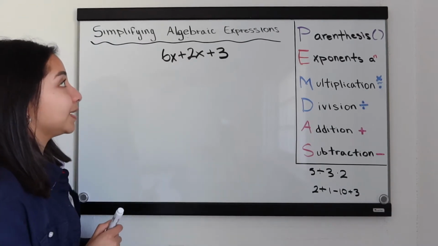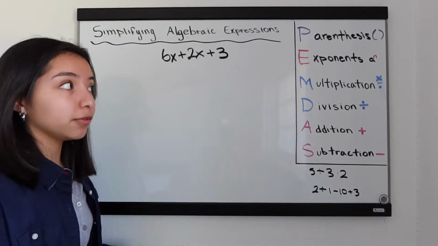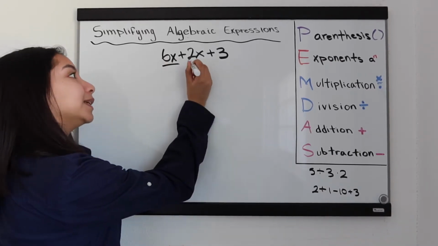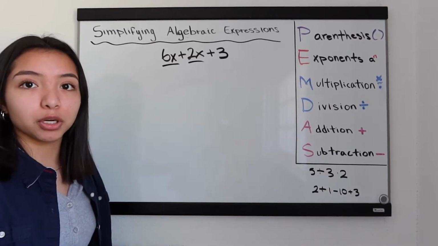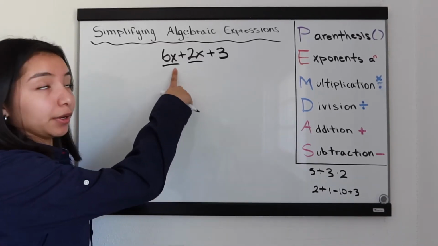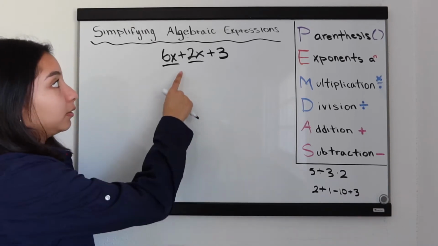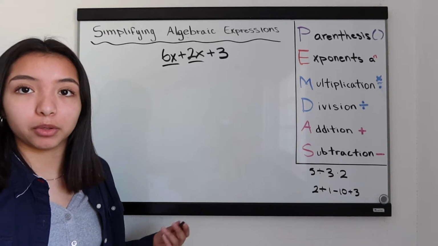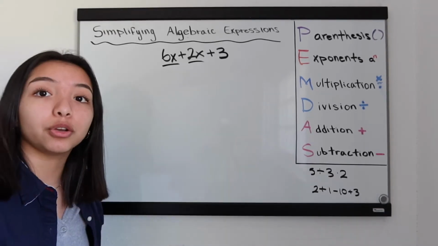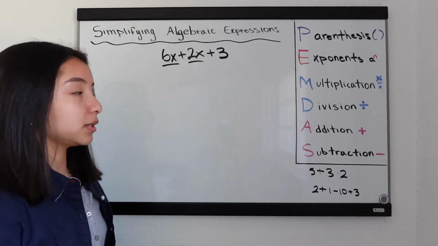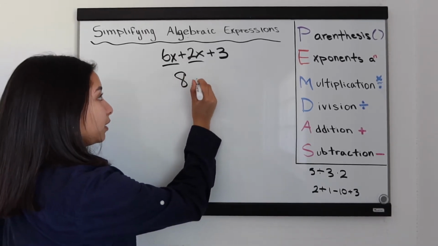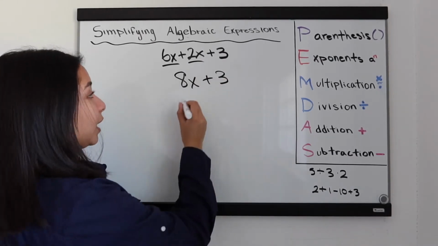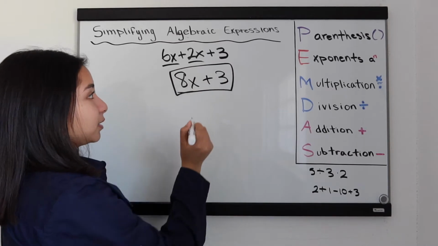So the problem is 6x plus 2x plus 3. The first thing you're going to do is add like terms. The like terms are 6x and 2x. They are the like terms because they both have a variable next to them, and that variable is x, while 3 doesn't have a variable. It's just an integer by itself. So you're going to add 6x plus 2x, and that is going to be 8x, then plus 3, and that is the answer, 8x plus 3.